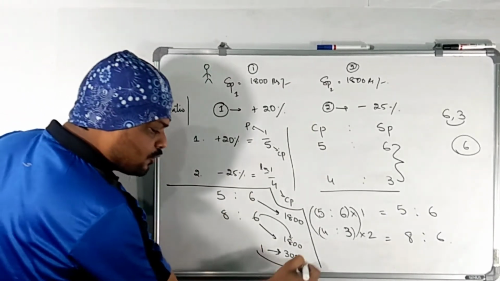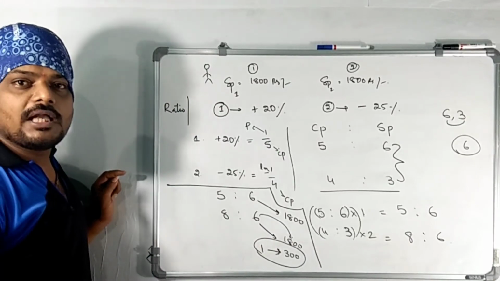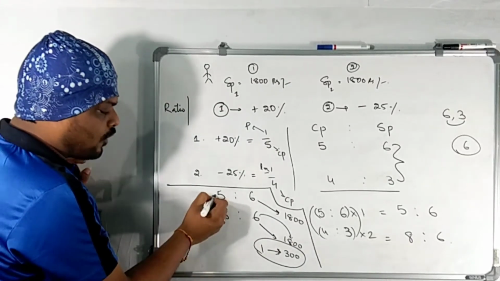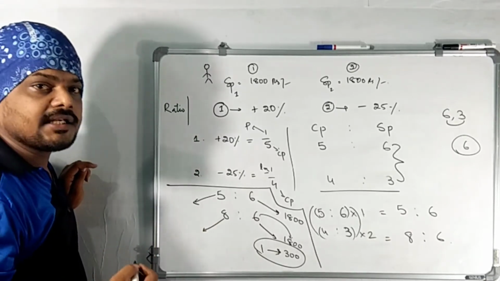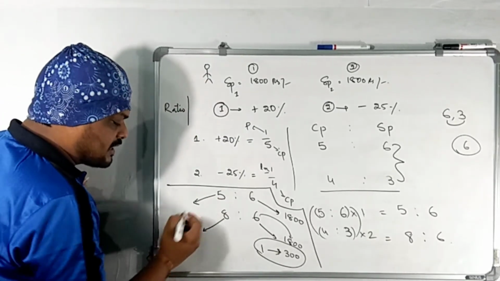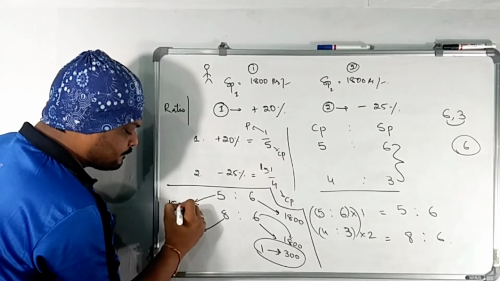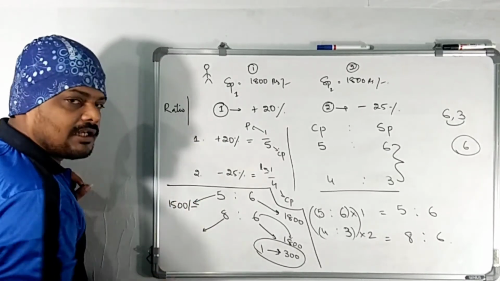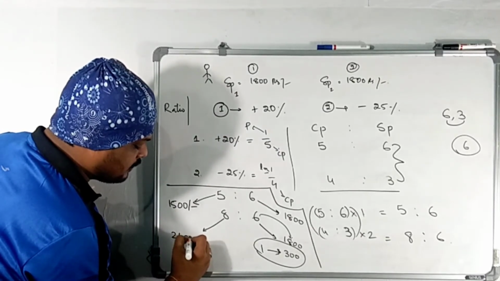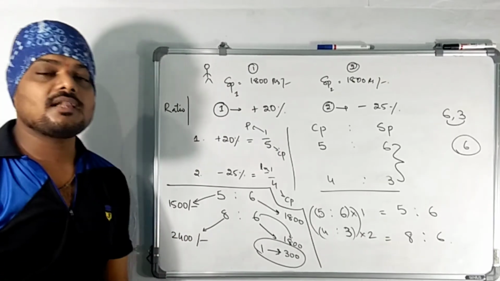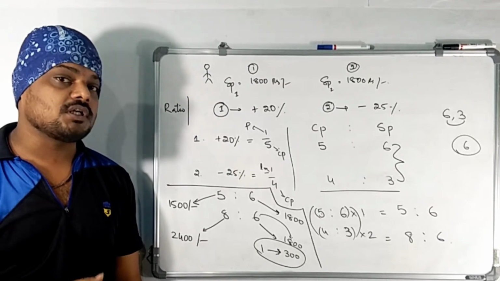If 1 unit value is 300 rupees, then what will be the value of 5 units and the value of 8 units? The value of 5 units is 1500 rupees, and the value of 8 units will be 2400 rupees. So these are the answers for the first condition, the first part of the question.